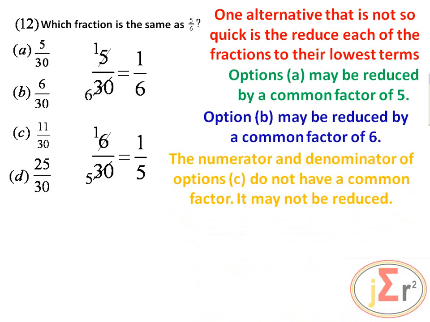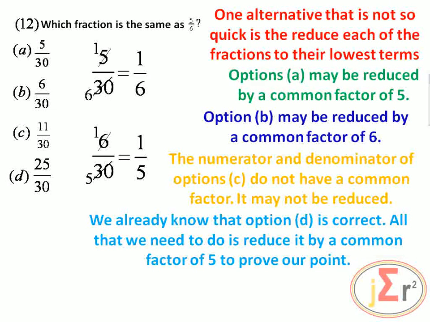The numerator and denominator of option C do not have a common factor. It may not be reduced, because the numerator and the denominator do not have a common factor with the exception of 1. So we may say that it does not have a common prime factor. It may not be reduced.